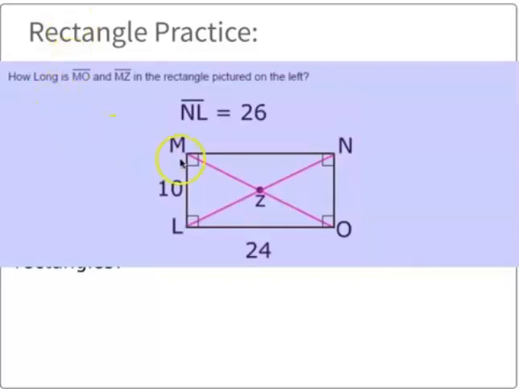And we're given some side lengths. We know that from M to L is 10, and we know from L to O is 24. And we know that NL, the length of our diagonal there, is 26. So the length from N to L, that's our diagonal, is 26. And we want to find the length of MO, the length of our other diagonal, and MZ, so half of our diagonal.